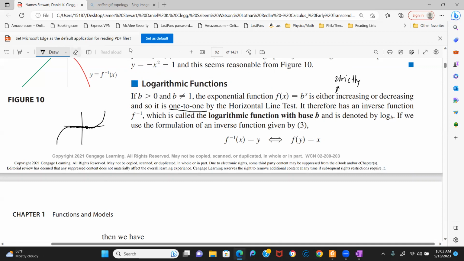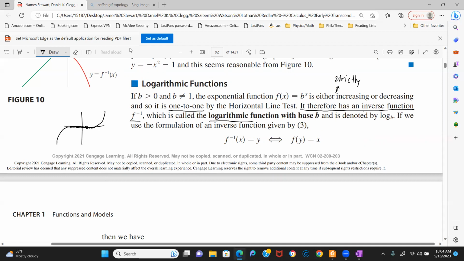However, I'm not actually sure how you prove that either without calculus. Anyways, we're just going to take it for granted. Maybe you can appeal to the graph of the exponential function, that it passes the horizontal line test and therefore has an inverse. So it therefore has an inverse.